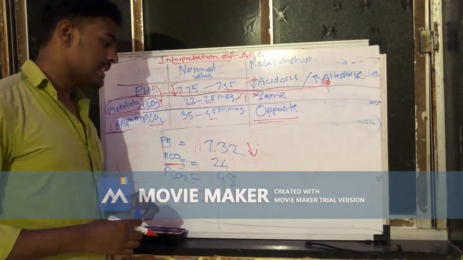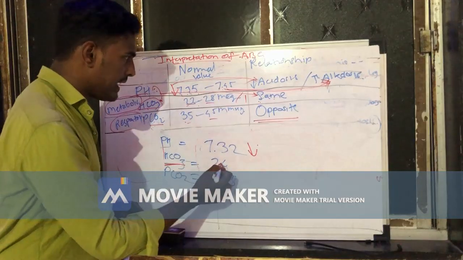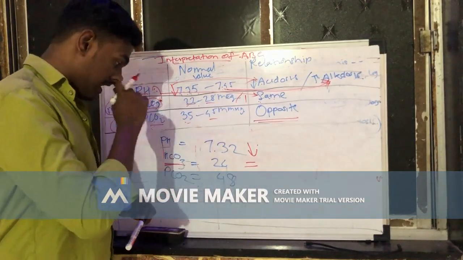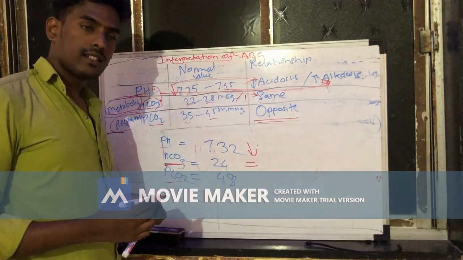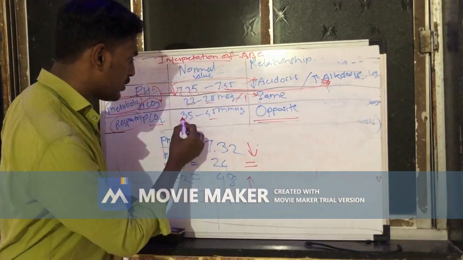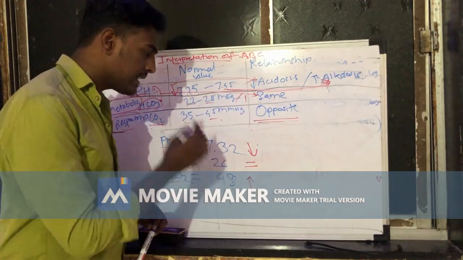Now tell me, HCO3 is less or more? It's between 22 to 28, so it's in the normal position. It's not changed its position. Now tell me about the PCO2. PCO2 is increased or decreased? Increased. What is the normal range of PCO2? 35 to 45, and here it comes 48, so it's increased.